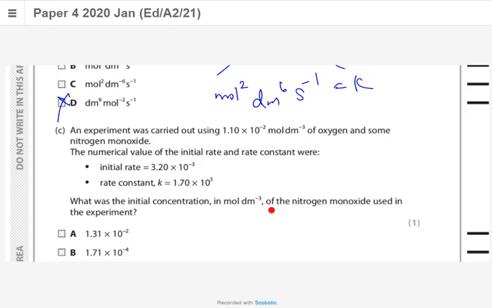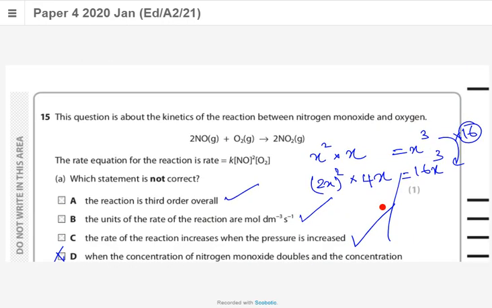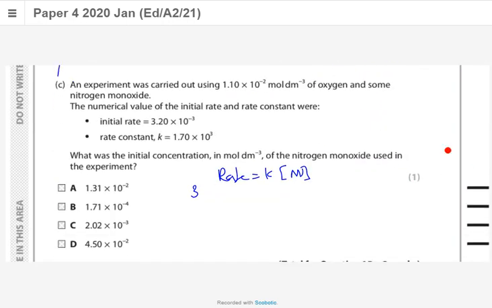Just substitute. Rate is known, because rate equals rate constant times [NO] squared over 2. So rate is what? 3.20 × 10^-3. What is k? 1.70 × 10^3. Nitrogen monoxide, and find the initial concentration.